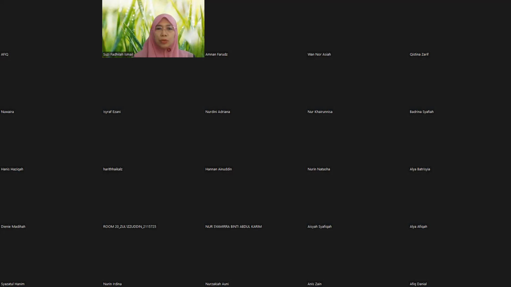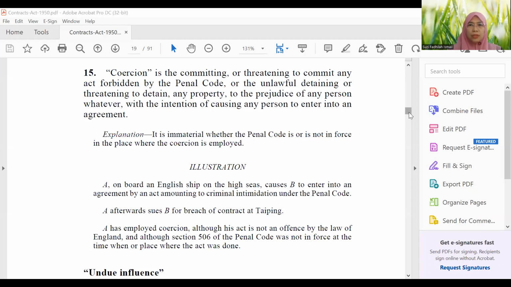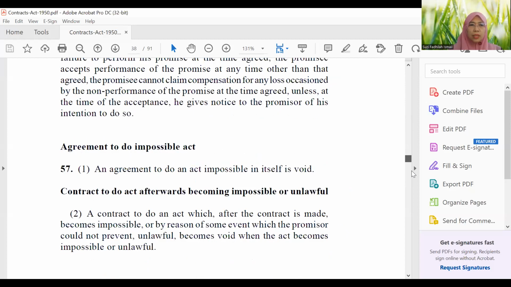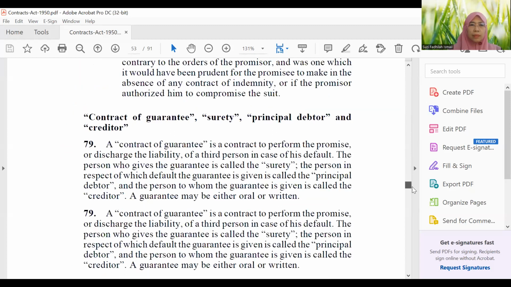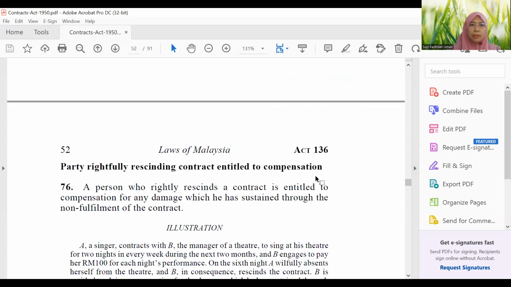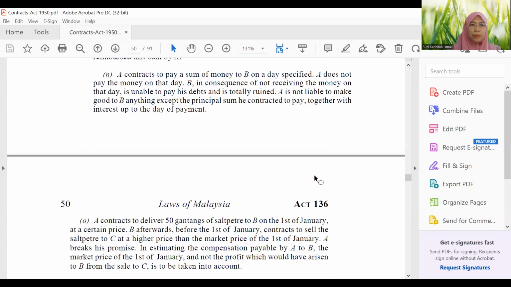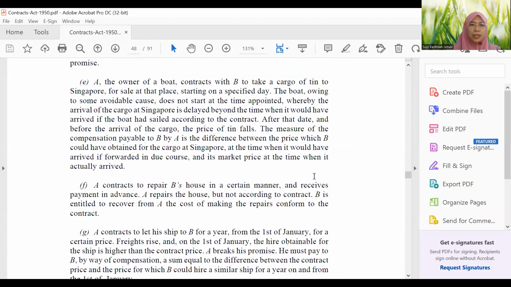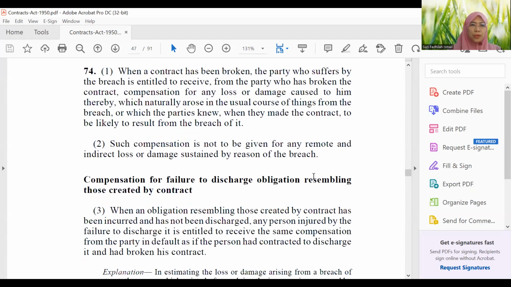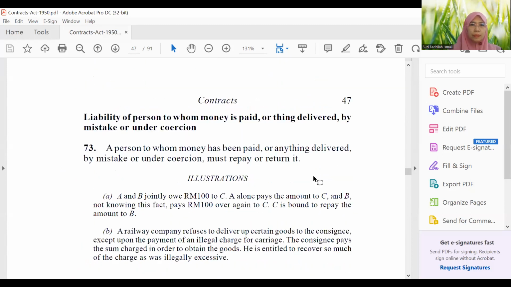Okay, I stop share. I want to show section 73 just now. Where's the contract slide? Okay, 73. Let's go to 73. Just a simple section, but it's a very specific application here.